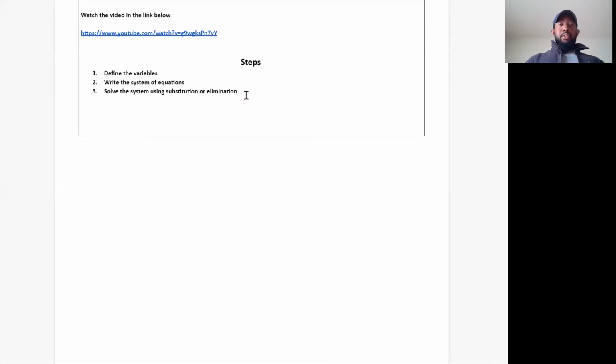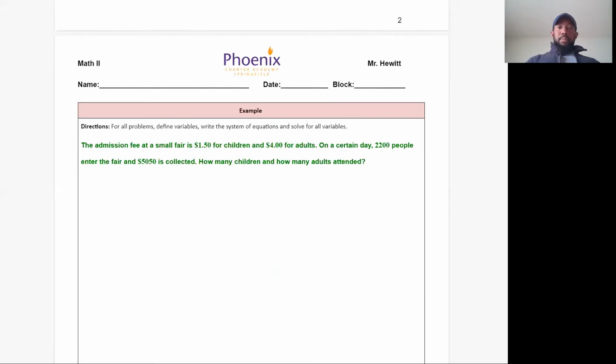The second step is going to be to write the system of equations that's going to enable you to solve this problem, all right? So based on the information given in the problem, you are going to need to develop a system of two equations that will enable you to solve this problem. And then the third and final step is going to be to solve the system of equations that you just made using either the substitution or elimination method. All right, so let's do this problem on my whiteboard.